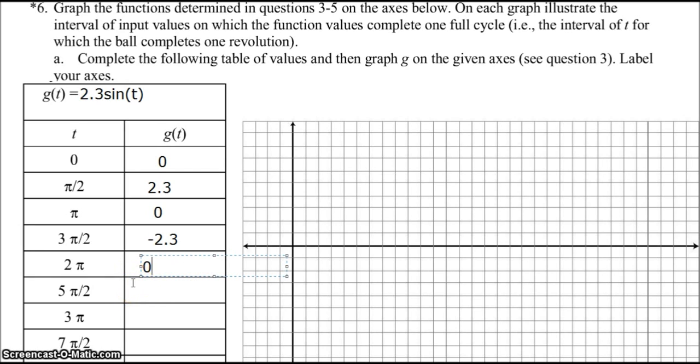5 pi over 2, so that's 4 pi over 2 plus 1 pi over 2, or 2 pi plus another pi over 2. We're just back to 2.3 again. At 3 pi, we're at 0, and then the pattern is just going to continue.